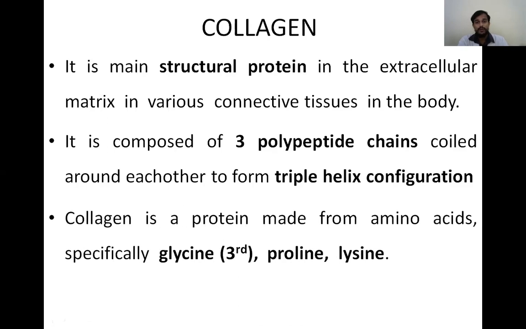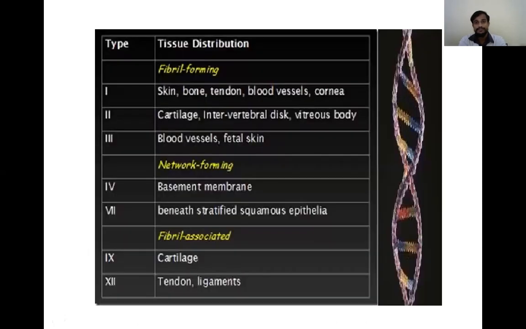And collagen is a protein made from amino acids which specifically include glycine, proline, and lysine. Glycine is present at the 3rd position, and proline and lysine form the hydroxyproline and hydroxylysine during the formation of collagen. And there are different types of collagen depending upon the distribution.